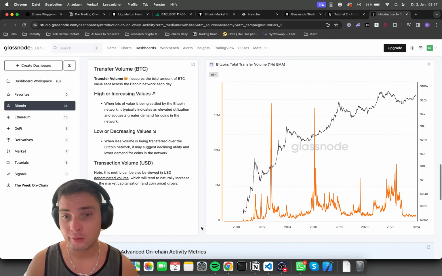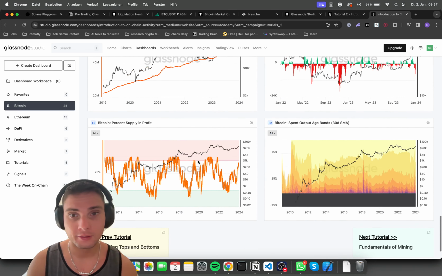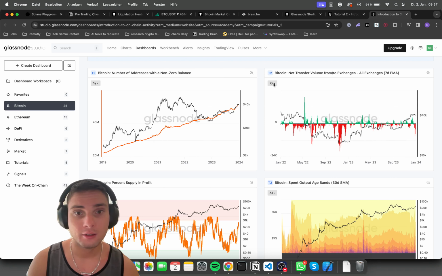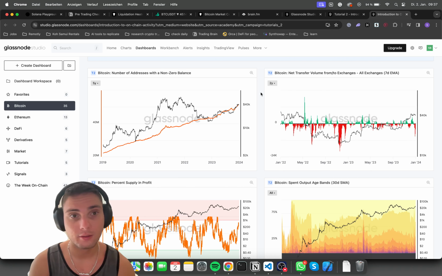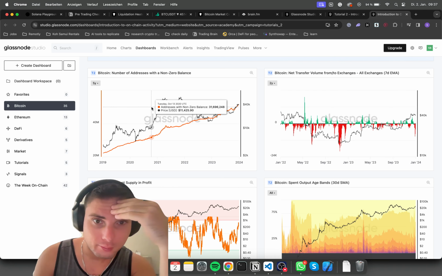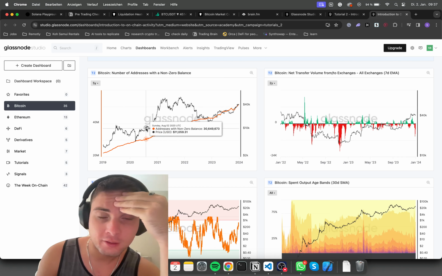Total transfer volume, yeah, I mean, doesn't have much for our trading. Yeah, this is something I was looking for. And this seems to be quite interesting. Black is the price, and red is the number of addresses with non-zero balance.